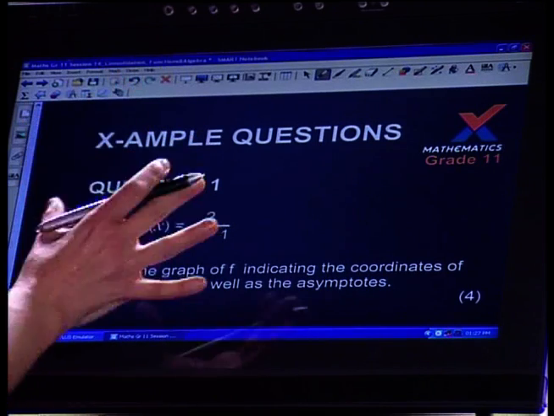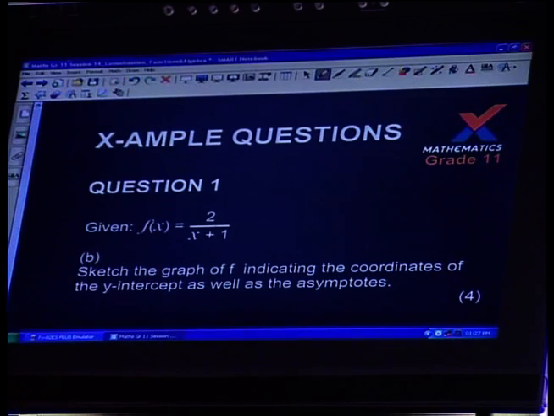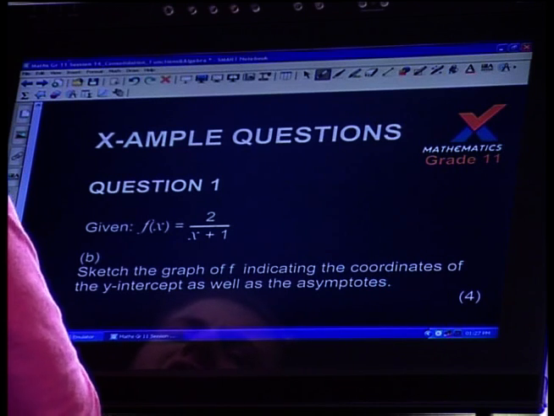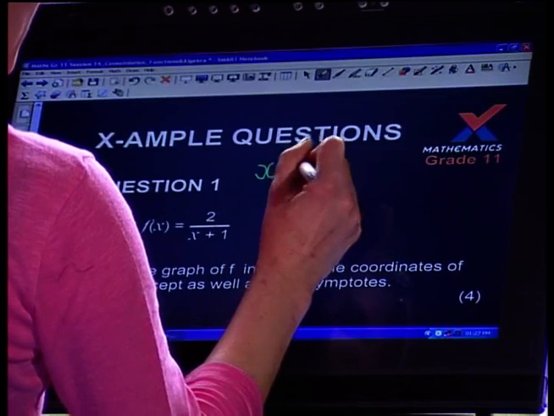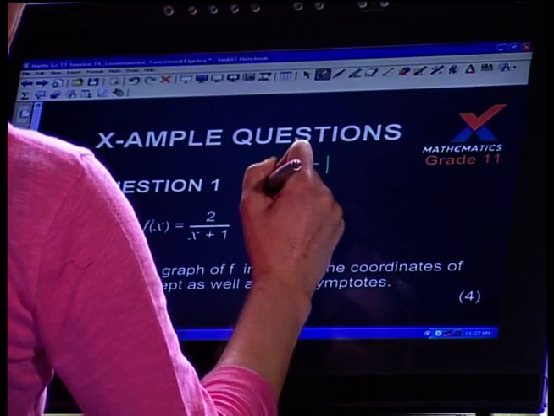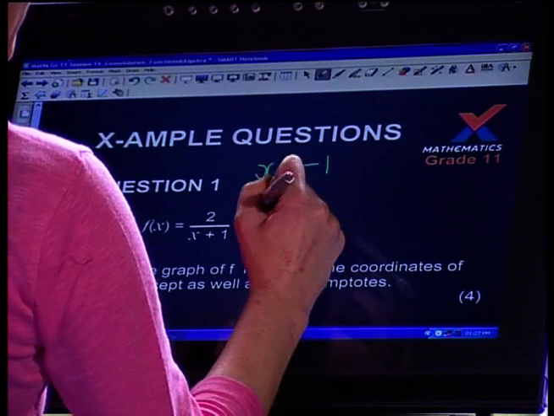The next question again deals with our same graph, and it now says to us, sketch the graph of f indicating the coordinates of the y-intercepts as well as the asymptotes. Right. Now we already know the equations of the asymptotes. We can write them down again quickly. X is equal to minus 1 and y is equal to 0.